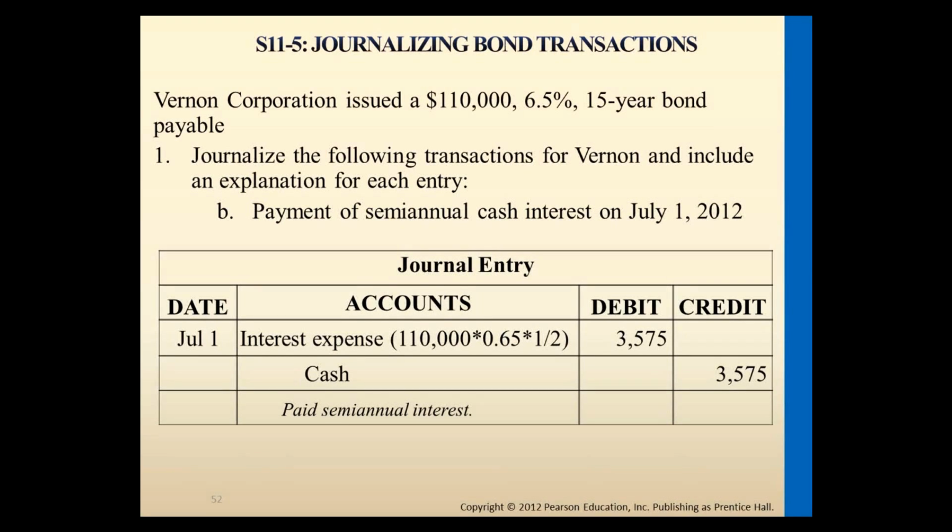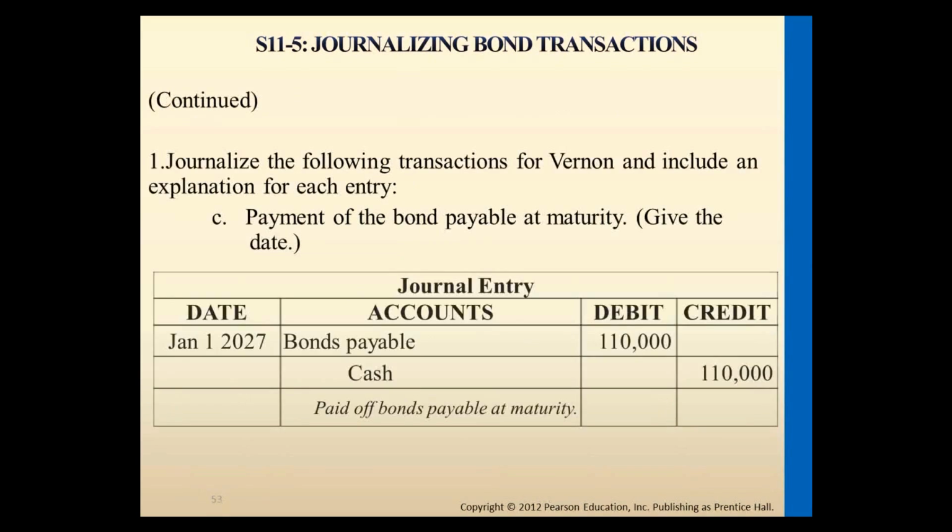Okay, now after 15 years, after journalizing this entry 30 times, when it comes to the end of the lifetime, when the bond matures, we're paying back the dollar amount in full, the face value, the maturity value, in full back to investors. The $110,000 will be debiting bonds payable, reducing the liability, and crediting cash, actually paying back the principal amount to investors. Okay, any questions on this problem?